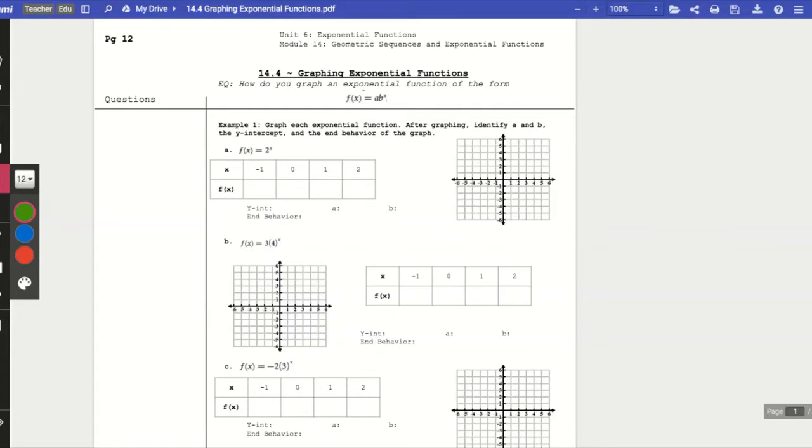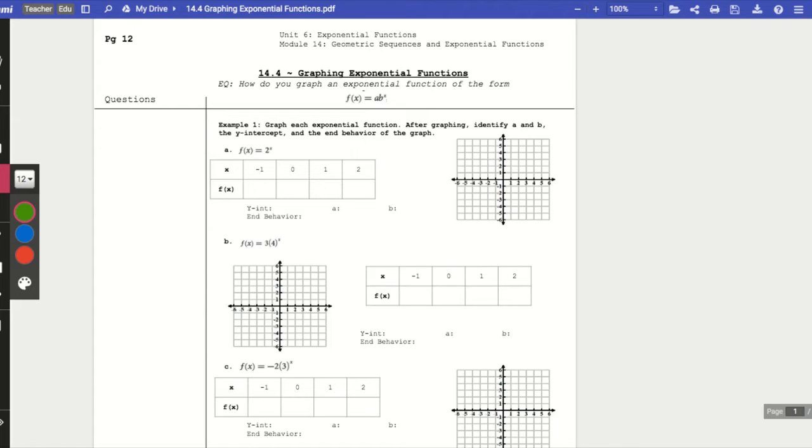Going to be learning how to graph exponential functions, which we dabbled in a little bit in 14.3, but today we're just explicitly learning how to graph these exponential functions. So just as always, whenever we're graphing any sort of function, we need to create an input-output table. So that's what we're going to do. And then from there, we're going to identify the y-intercept, the a value, the b value, and also the end behavior. So I'm just going to jump into the input-output table.